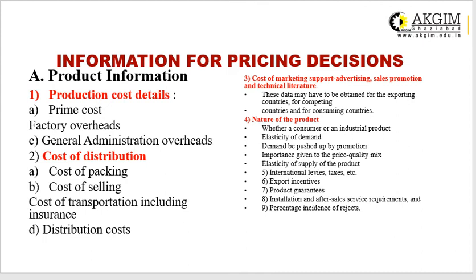Then you have to talk about the nature of the product, whether a consumer or an industrial product, which you have to decide because the price will be affected by these various factors. What is the elasticity of demand of the product? Can demand be pushed up by promotion or not? Importance should be given to the price quality mix. Then, what is the elasticity of supply of the product? So these are all the things that have to be kept in mind when you're setting the price. Then you have to think about the export incentives, the product guarantees, the installation and after sale services, and the percentage incidence of rejects.